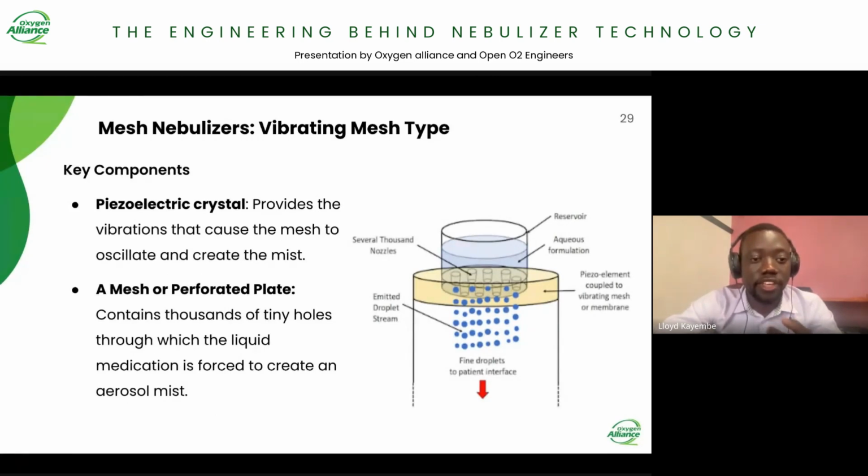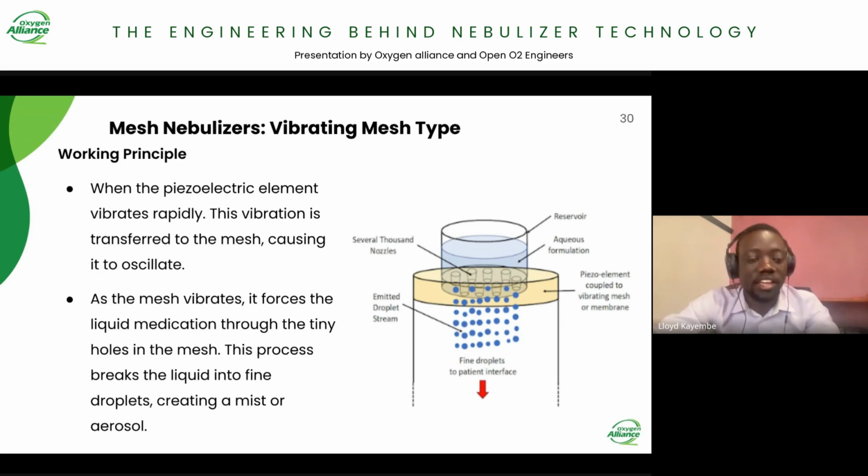So the vibrating mesh type consists of the piezoelectric element that is coupled with a mesh, this mesh that I was talking about that contains the tiny holes. So as you can see on the right, there is an illustration of this setup. The yellow part is the one that contains the mesh that has been coupled with the ultrasonic element, the piezoelectric element. So how does this vibrating mesh type all work together?